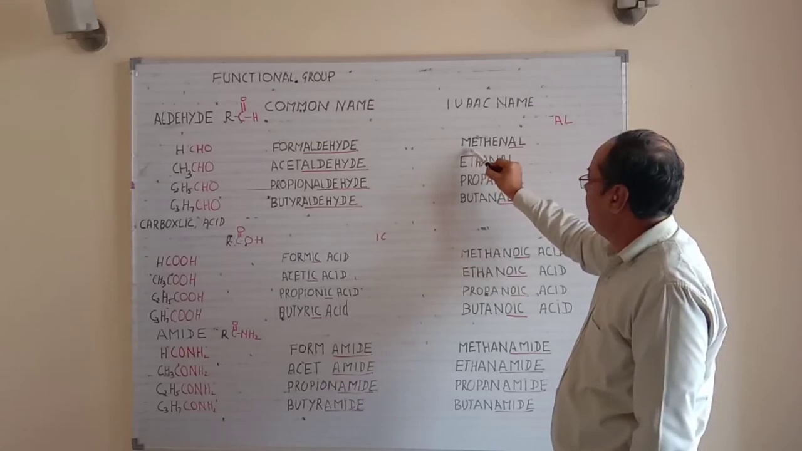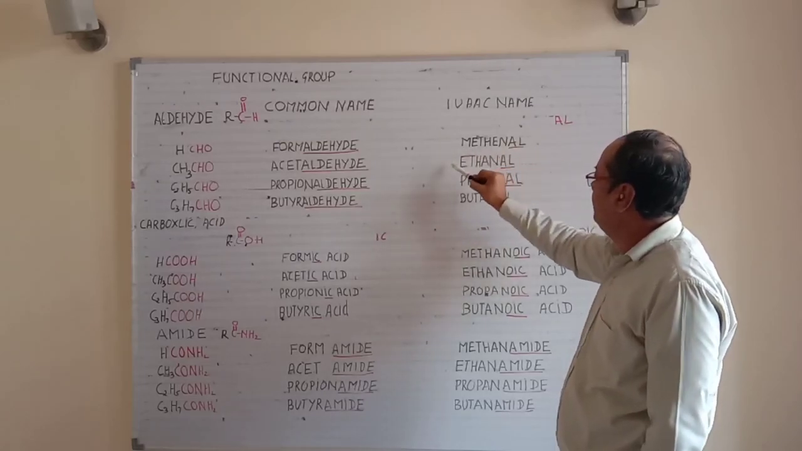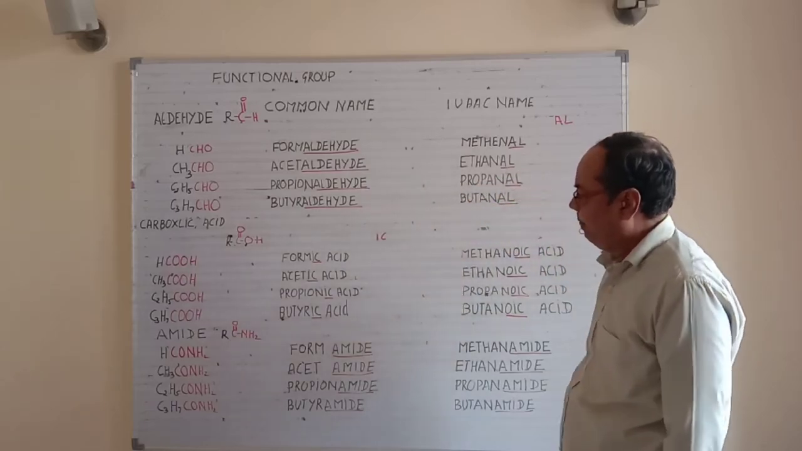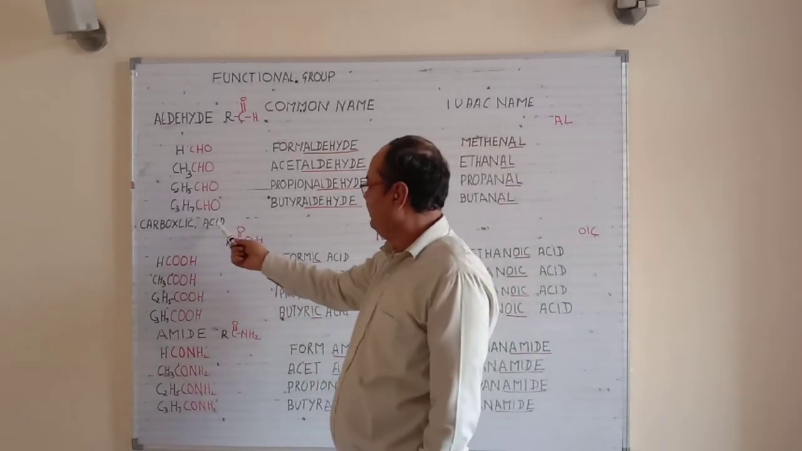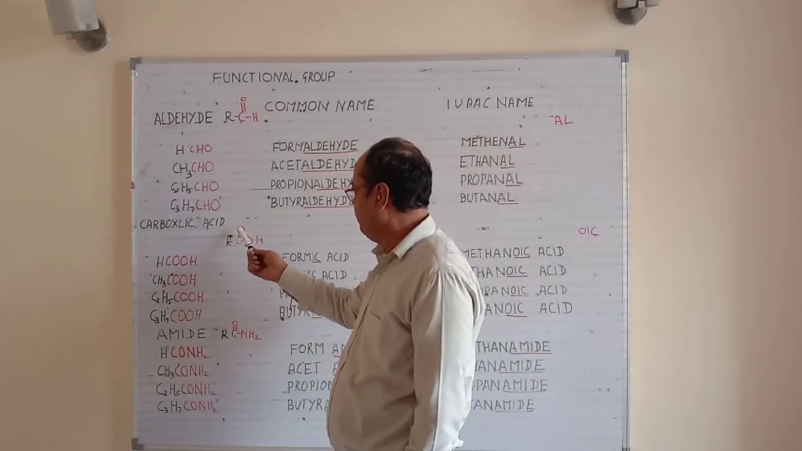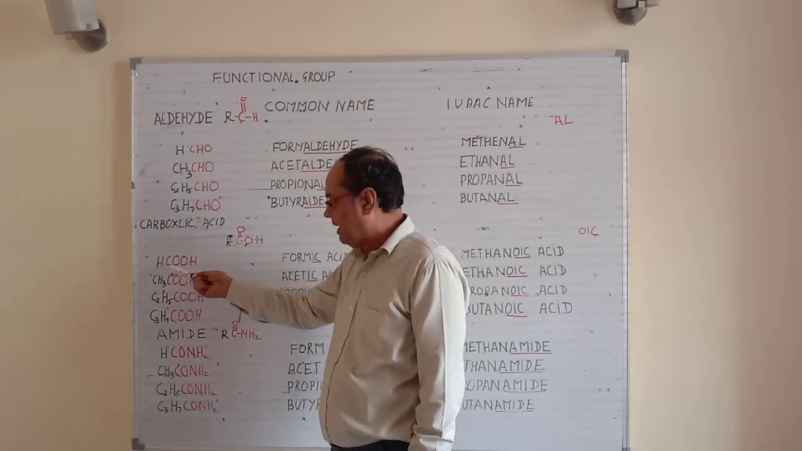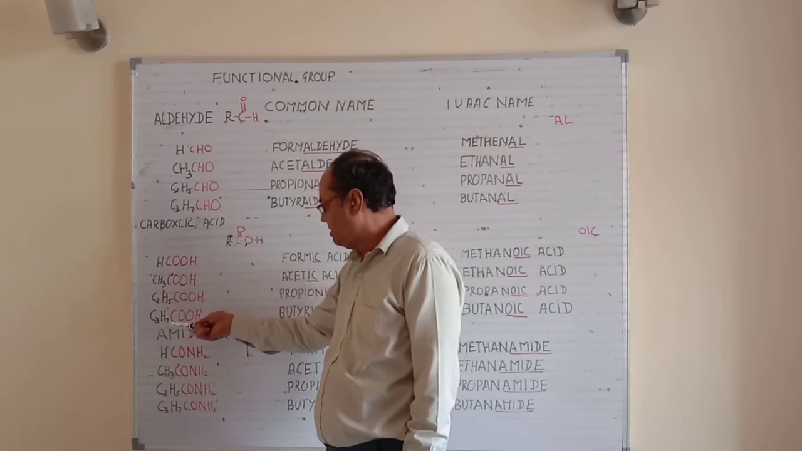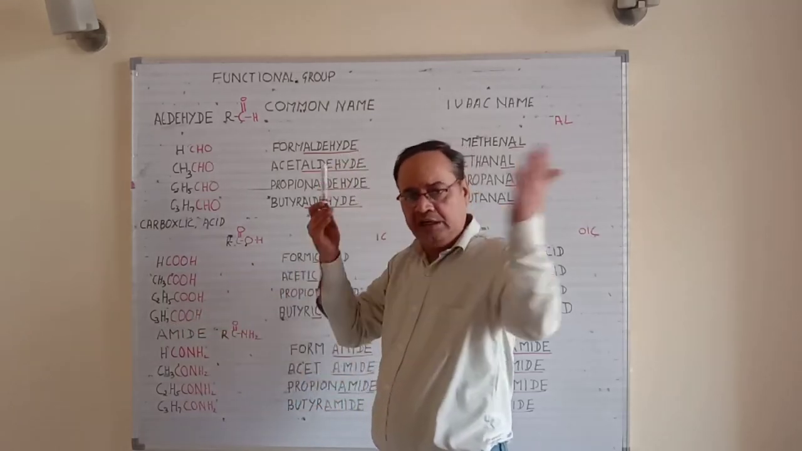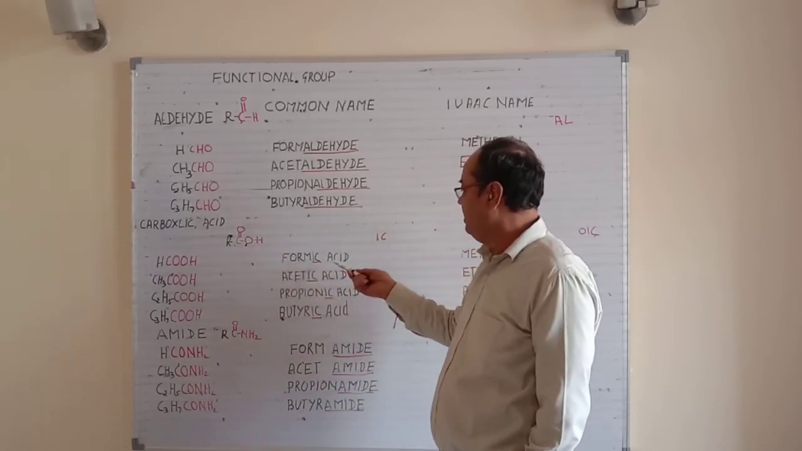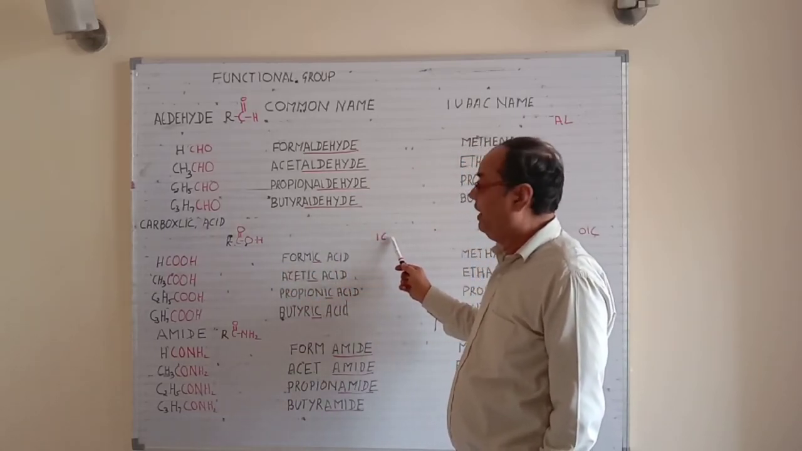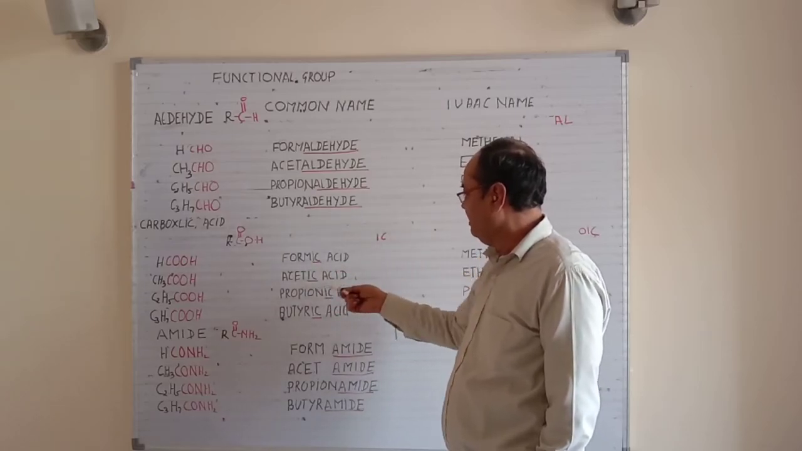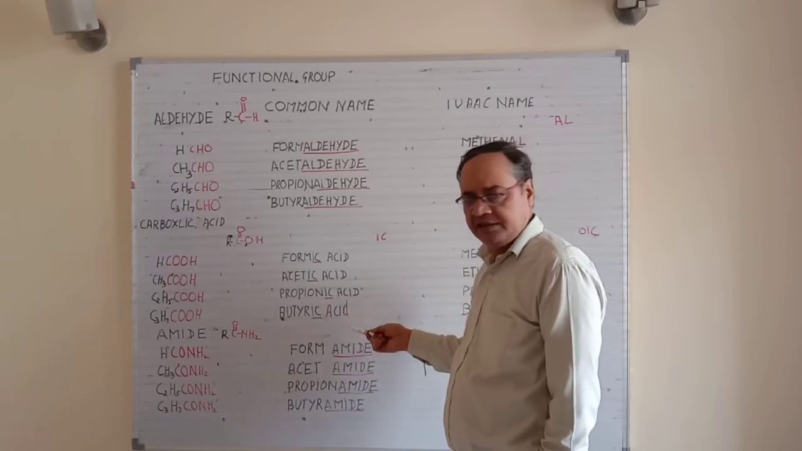So the first member is with one carbon, methanol; with two carbons, ethanol; three carbons, propanol; four carbons, butanol. Next group we have carboxylic acid, which has a structure of RCOOH. So the first member is HCOOH, second is CH3COOH, C2H5COOH, C3H7COOH, and you can just increase like this. For the first member, we have to use the word ic. So form plus ic: formic acid, acetic acid, propionic acid, butyric acid.